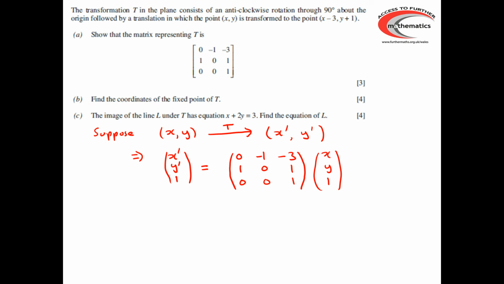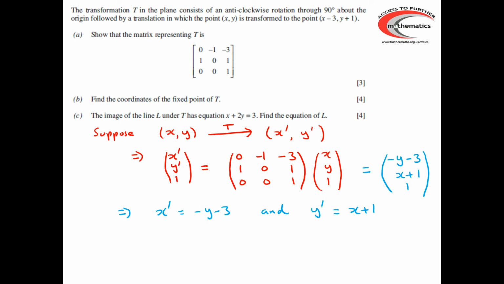Then we can find x dash and y dash using the relationship that (x dash, y dash, 1) must equal the matrix times (x, y, 1). In other words, when we carry out the multiplication, we've got (x dash, y dash, 1) must be (minus y minus 3, x plus 1, 1). So we know that x dash must be minus y minus 3, and y dash must equal x plus 1.